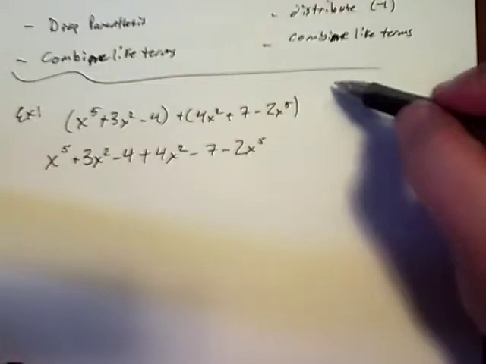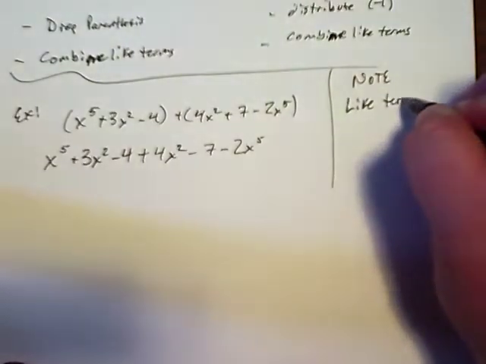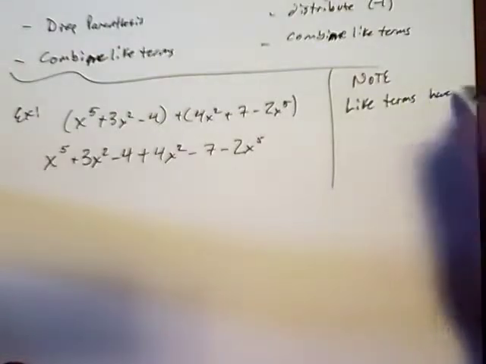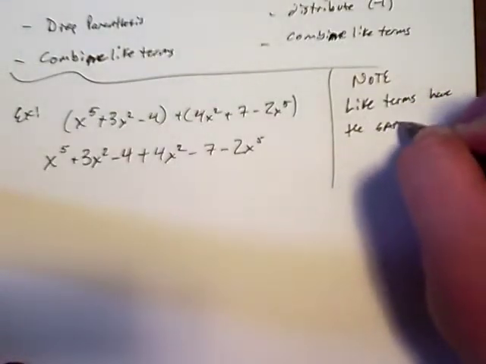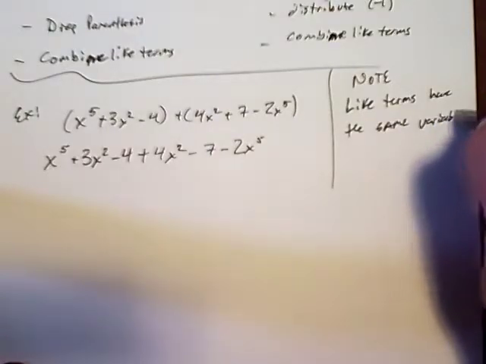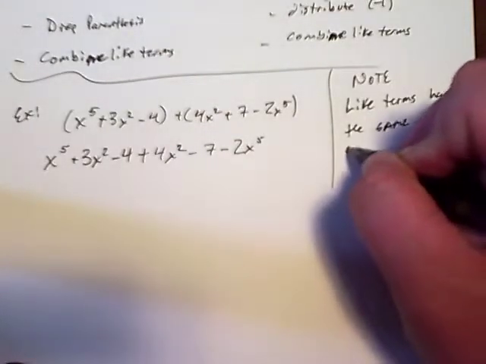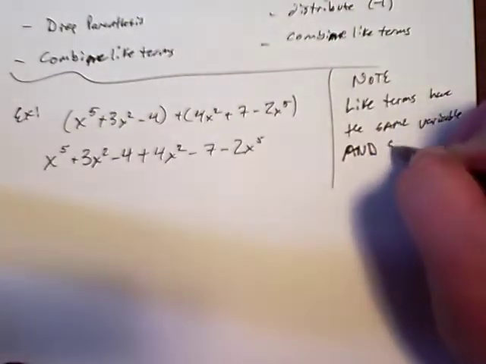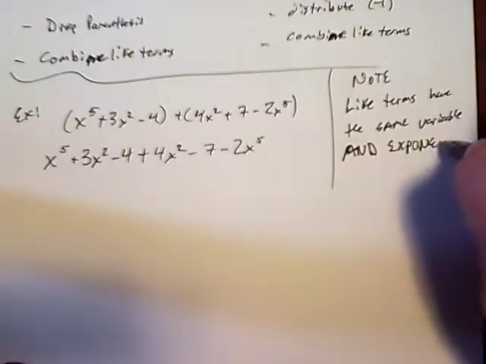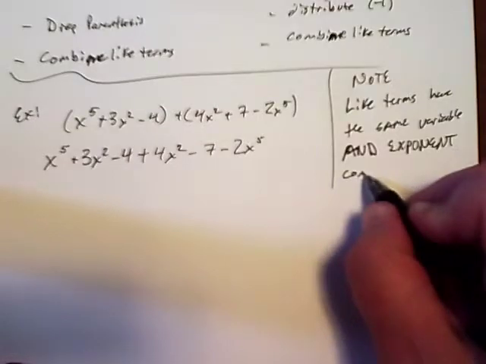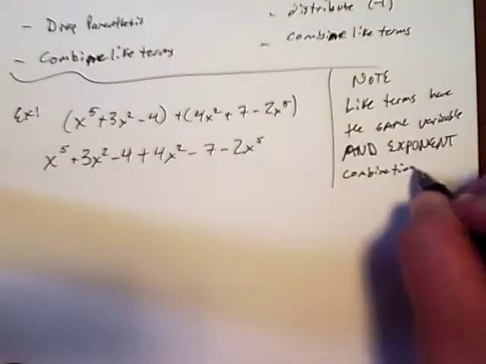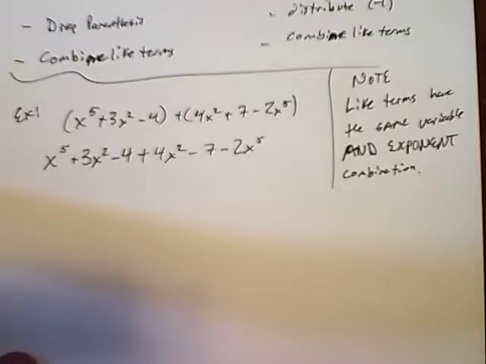If you're struggling with like terms, note, like terms have the same variable and exponent combination. Alright, so like terms have the same variable and exponent combination. So I want to write this in standard form.